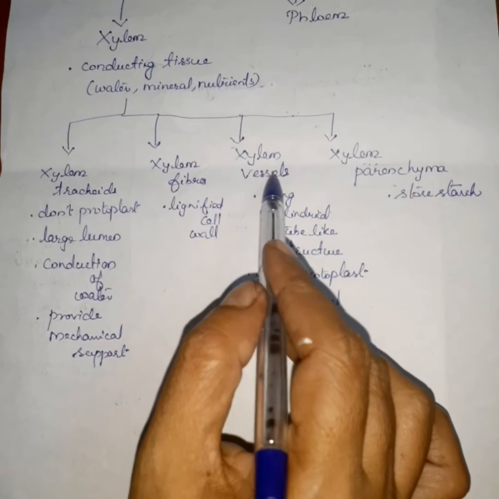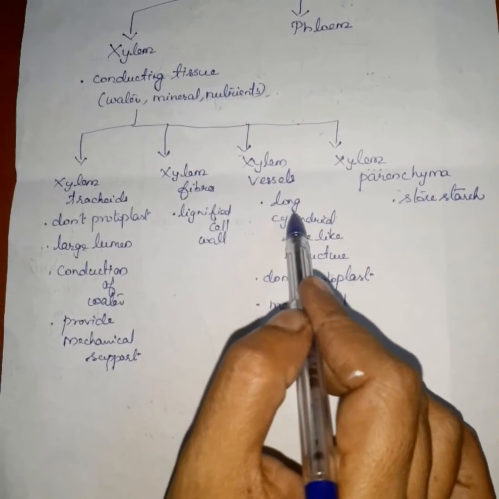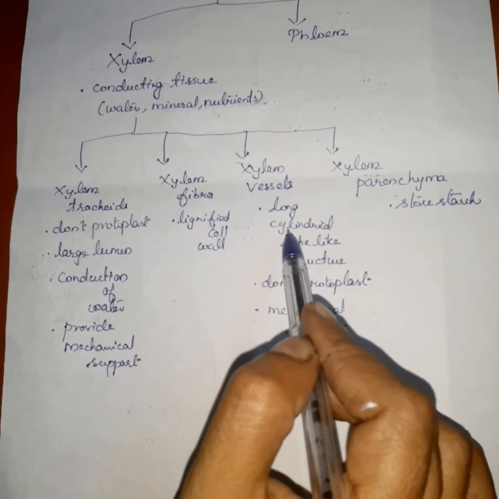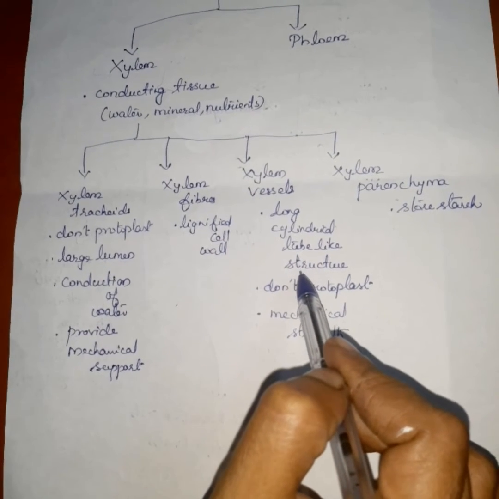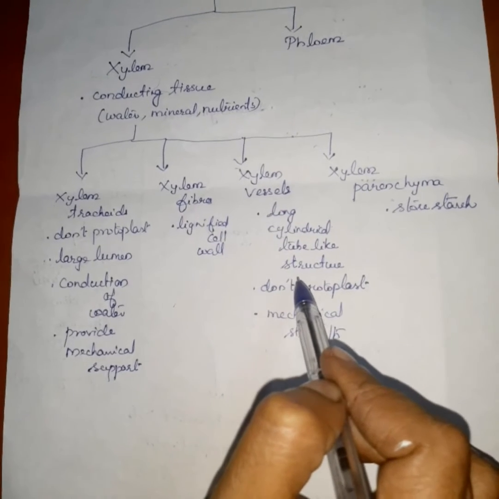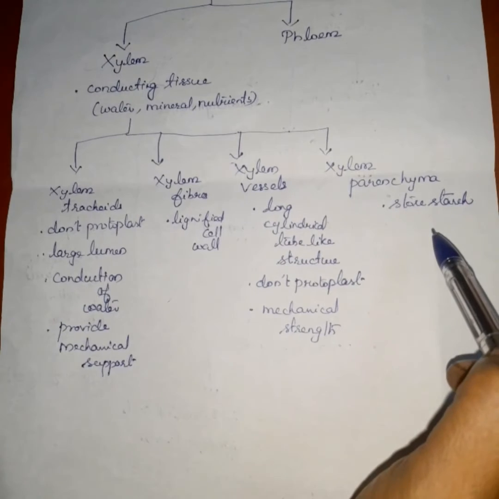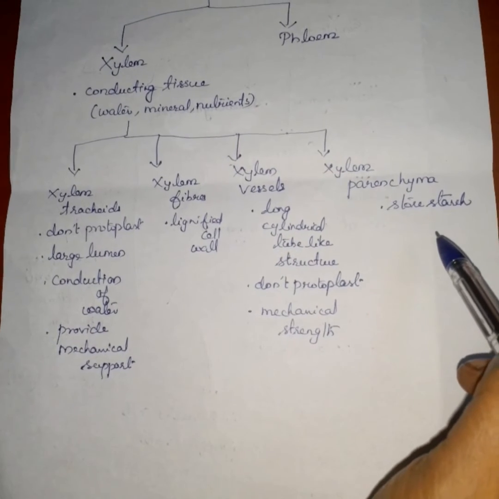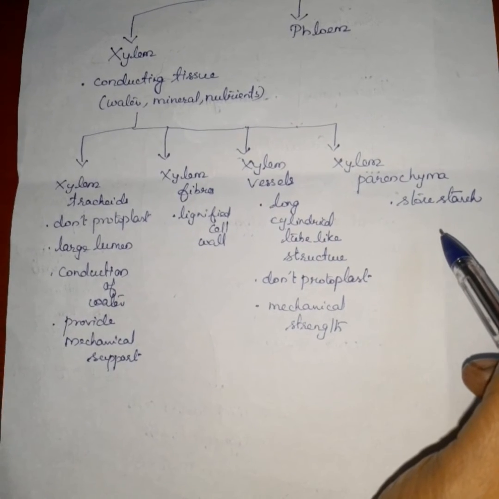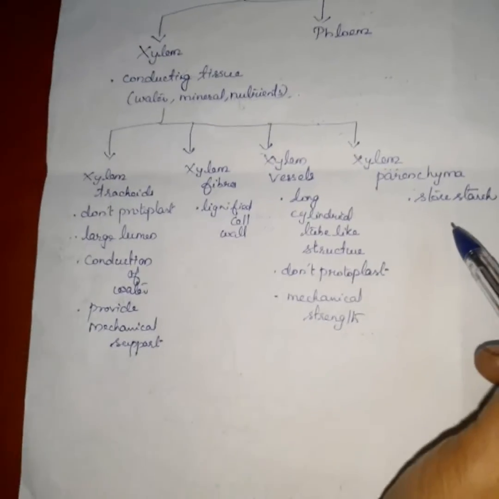And next one is the xylem vessels. Here also they are dead cells because they do not have protoplast, and they look like a water pipe. And what is the function? It transports the water and provides mechanical strength. Okay, next one, xylem parenchyma. It has thin-walled cells and what is the main function? It stores starch and fatty substances.